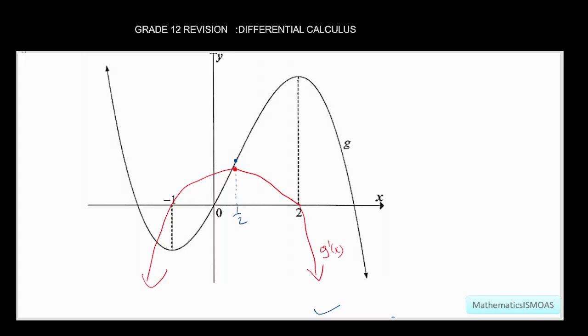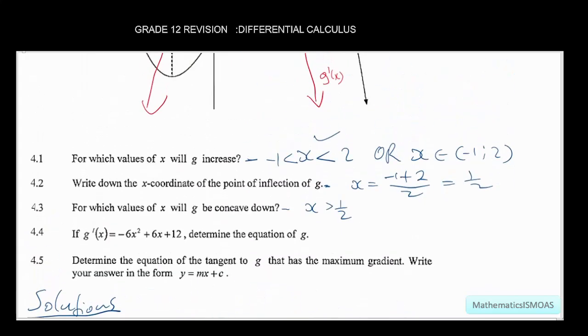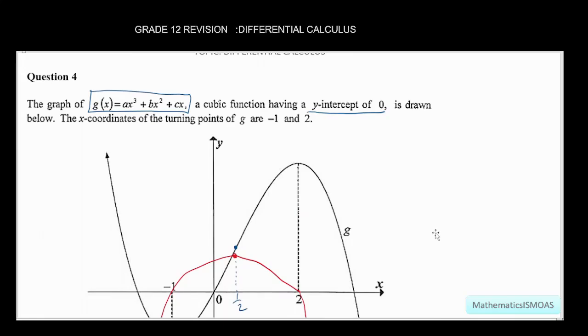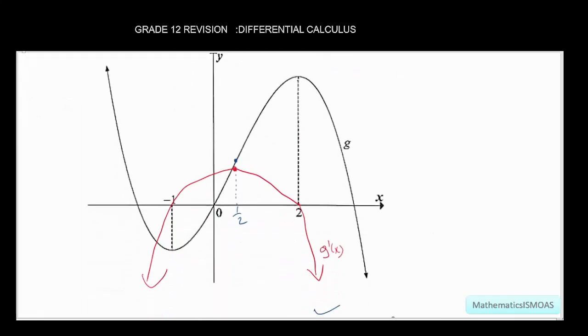Now the question said we need to determine the equation of a tangent to g that has a maximum gradient. Where is the maximum on the gradient graph? Here is the gradient graph. The red one is our gradient graph. Where will the gradient be a maximum? It will be a maximum at the turning point. Therefore, what is the x value there? The x value is half. Therefore, we want the gradient at x equals 1 over 2.